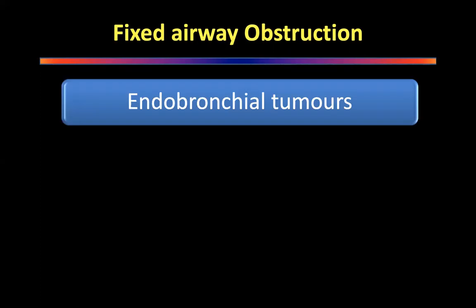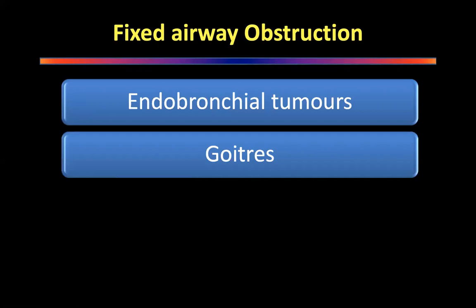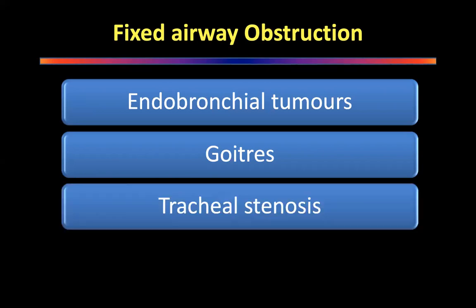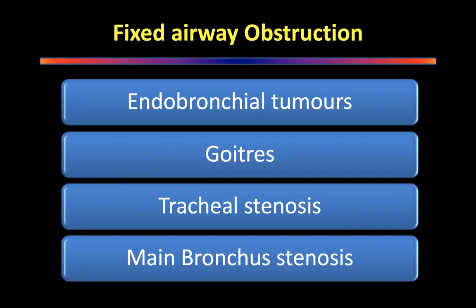What happens in a fixed airway obstruction? What do you mean by a fixed airway obstruction? Well, fixed airway obstruction can be endobronchial tumors, can be goiters. That means they are just there. You cannot push against them and open up the airway. Tracheal stenosis, again, is contracted. There is no way you can push it open or push it closed. It stays in one place. Or main bronchostenosis. These are all clinical conditions which will cause what is called a fixed airway obstruction.